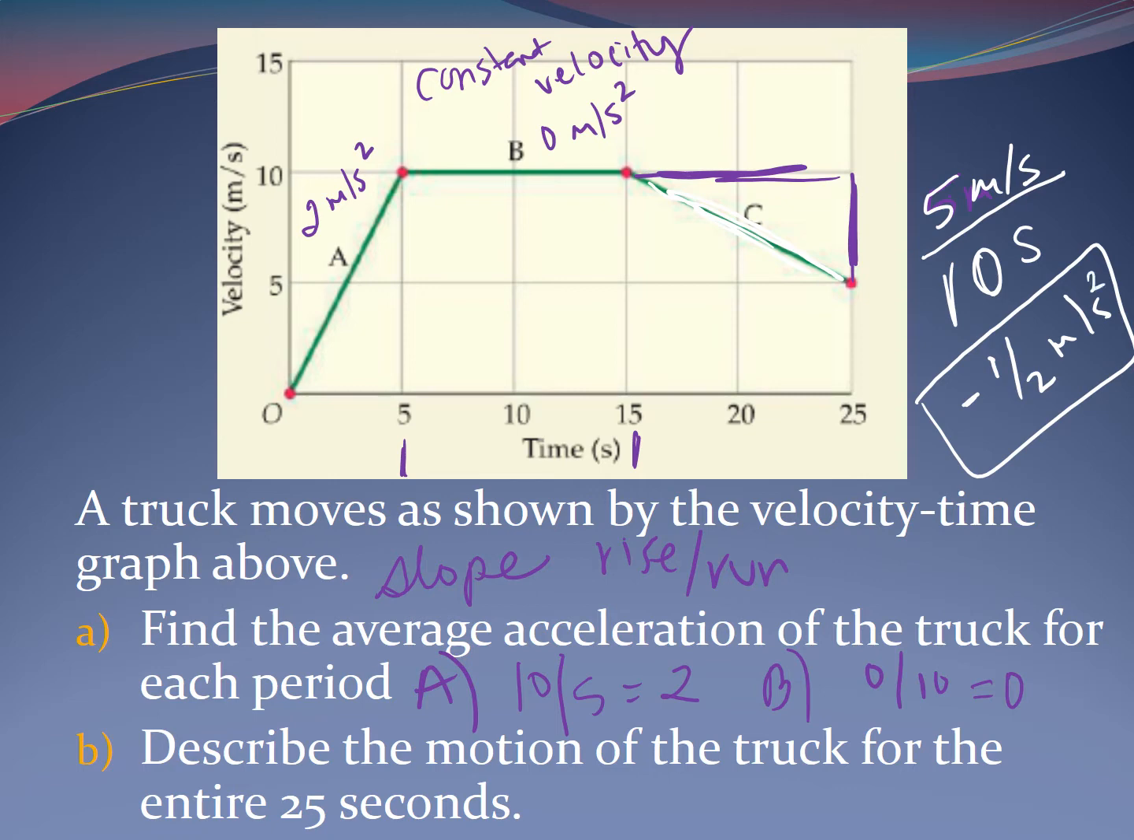So describe the motion of the truck for the entire 25 seconds. I would say at point A, it is steadily accelerating 2 meters per second squared. And then at B, it is still moving, but it's moving at a constant velocity, and that means that it has no acceleration. Finally, at C, it starts to slow down. It goes from 10 meters per second down to 5 meters per second. So at this point, it is decelerating, and that's why acceleration is negative 1/2.